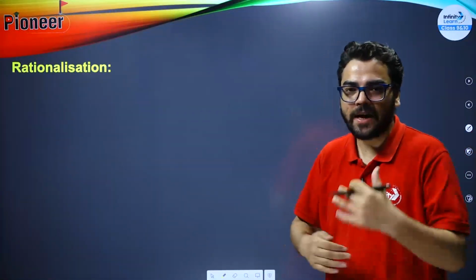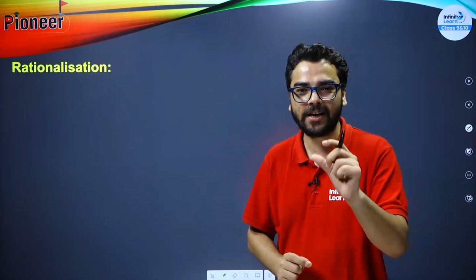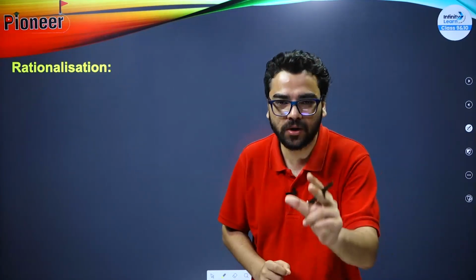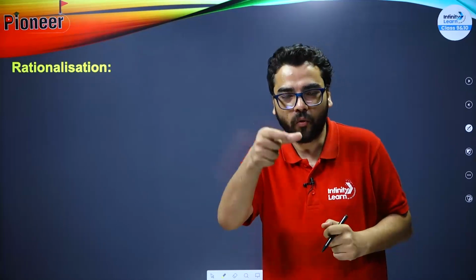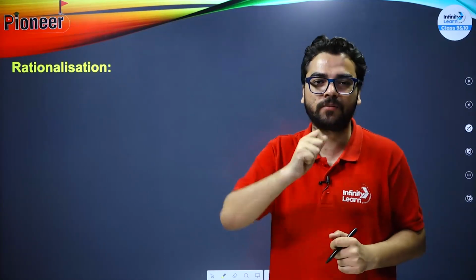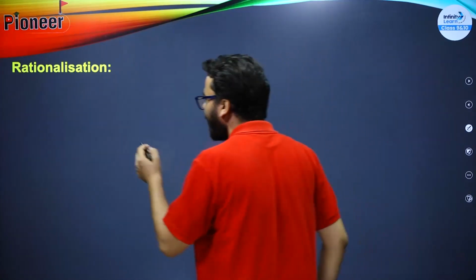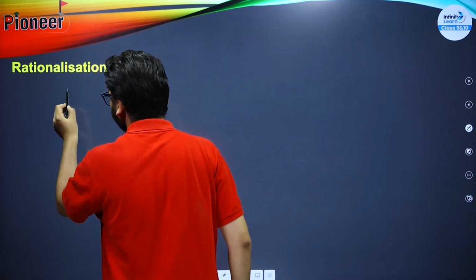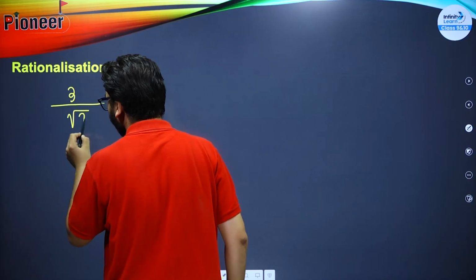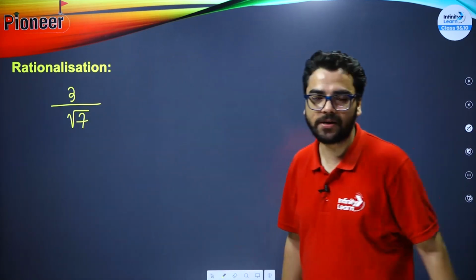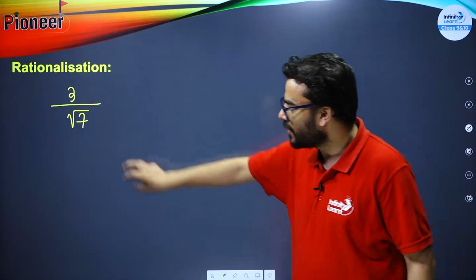So there are types of questions in which rationalization will be there. Basically, one term in the denominator, two terms in the denominator, three terms in the denominator. Three terms we are not taking over here right now. One term and two terms we are going to take. So for example, I have got a question like this. Suppose I have got this thing, right? And we have to rationalize the denominator over here. So how can we rationalize?